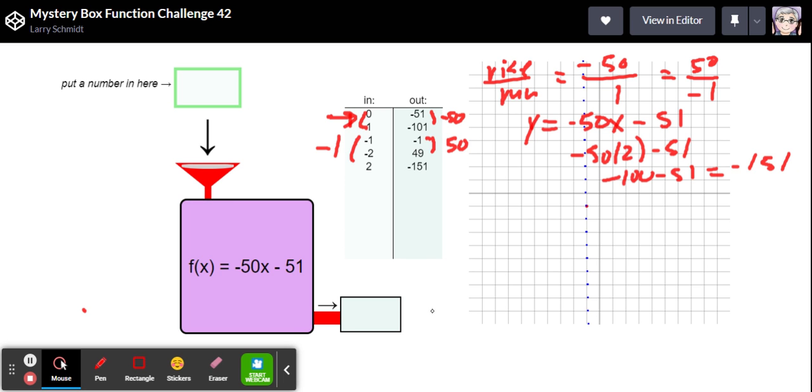Well, how did that go for you? Did these big numbers throw you off, or were you able to see that this is a linear function?